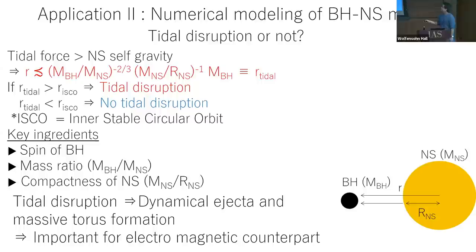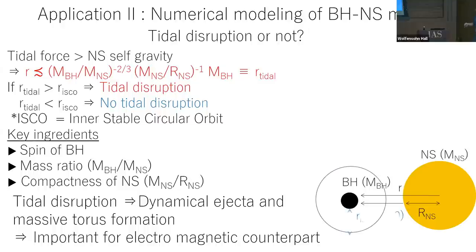Because the radius of the innermost circular orbit depends on the black hole spin, there are three key ingredients: the spin of the black hole, the mass ratio, and the compactness of the neutron star. Let me give an intuitive explanation of how tidal disruption depends on these ingredients.